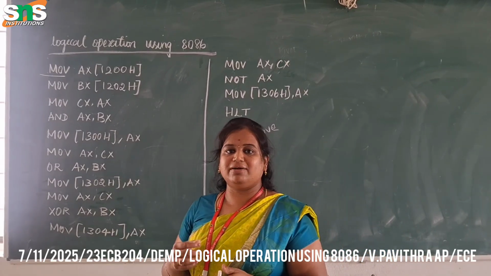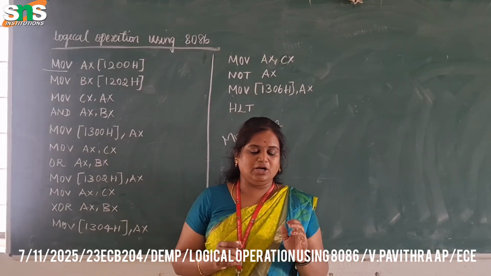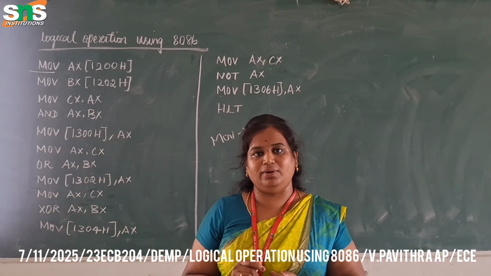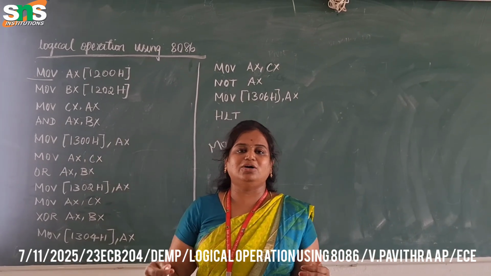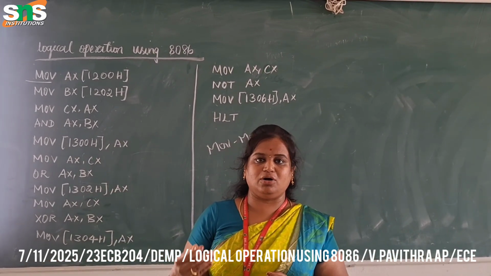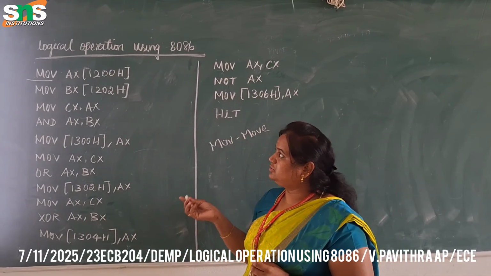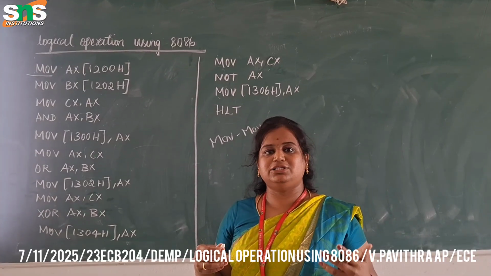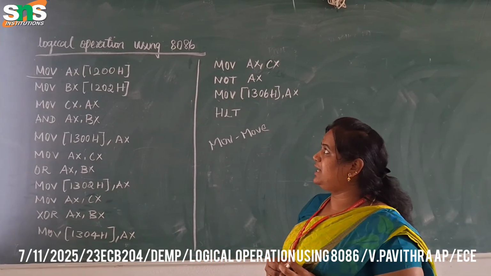In the microprocessor, we have addition, subtraction, multiplication, division, and also the logical operation. You know very well about ALU. ALU is nothing but the arithmetic and logical unit. The arithmetic is nothing but addition, subtraction, multiplication, division, and logic is nothing but AND, OR, NOT. These are all the logical operations, right? In the next class, we will see the arithmetic operations: addition, subtraction, multiplication, division. Now we are going to see about the logical operation using 8086.